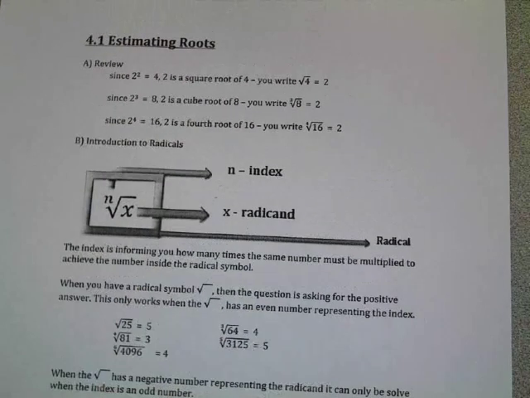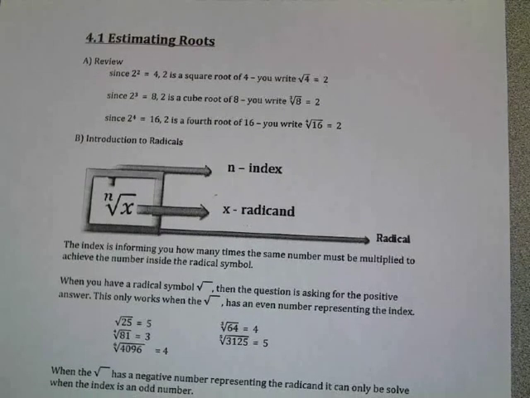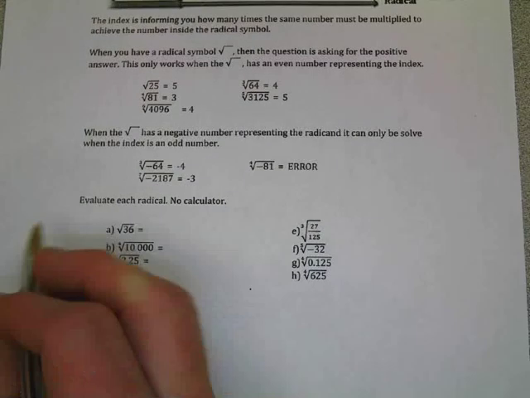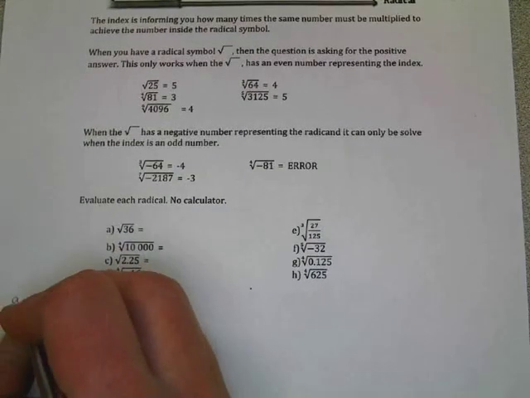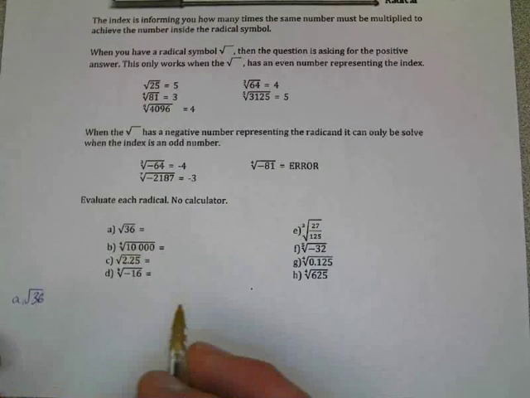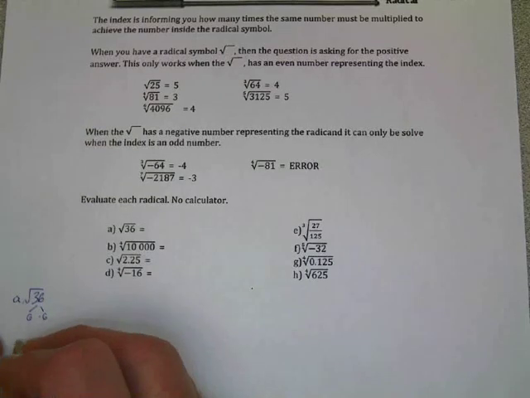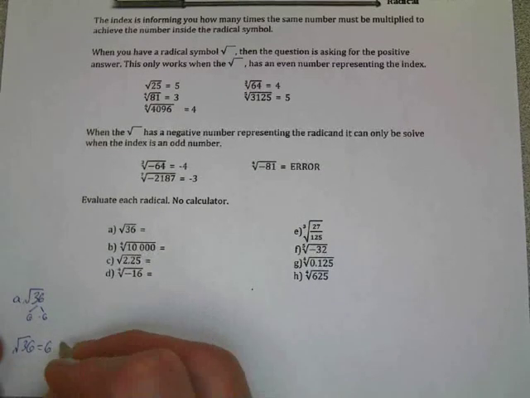After reading about what a radical is and what parts it has, we're now going to do some evaluating radicals without a calculator. So for A here, the square root of 36, from my multiplication I know that 36 is equal to 6 times 6, so the square root of 36 is equal to 6.